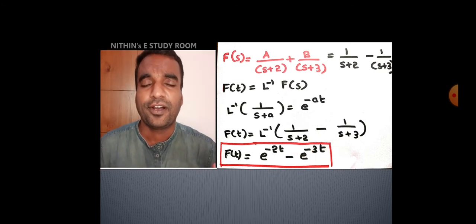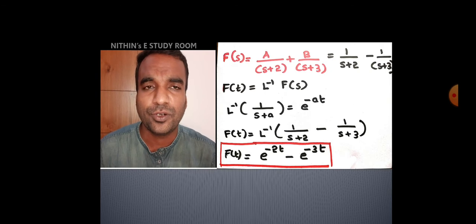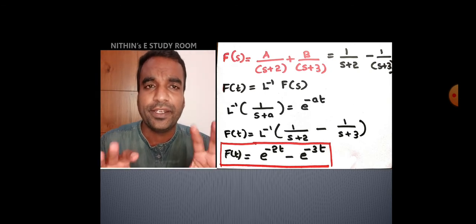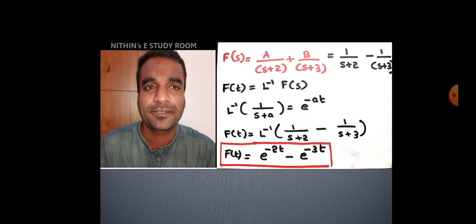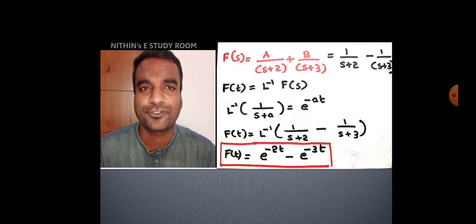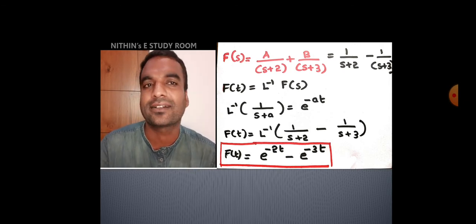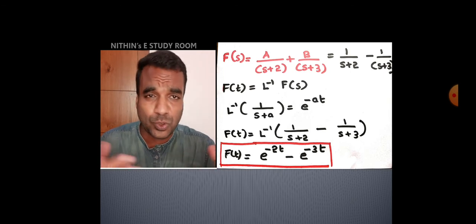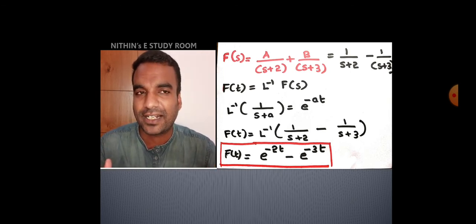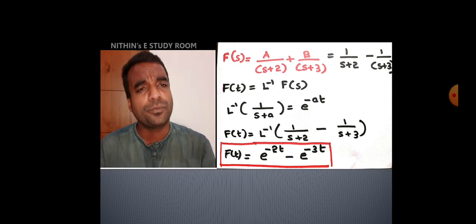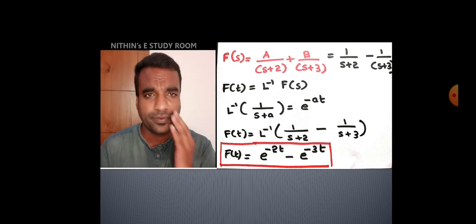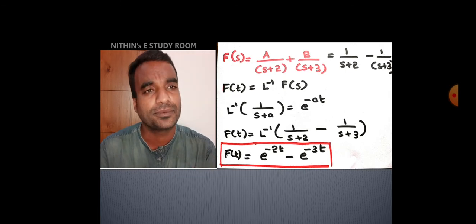So what we did: initially we got a function in the s domain. We applied the partial fraction technique and found the fractions, and after that we easily converted it back to the time domain using the inverse Laplace transform. So I hope it is clear what the correlation is between the inverse Laplace transform and partial fractions. I hope this method is already known to you. We have done this in some other problems also.